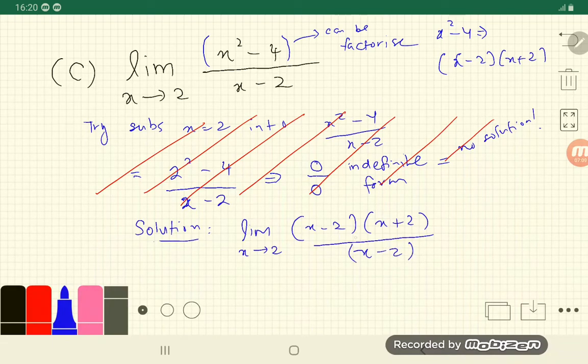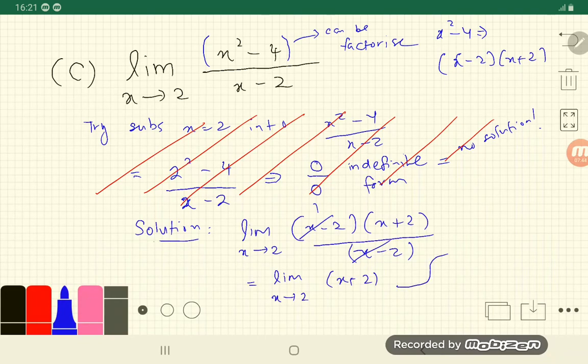If you see here, we have the same thing, which is x minus 2. So you are going to cancel it out, because the same number divided by itself equals 1. Let's say 2 divided by 2, you get 1, right? Because you still haven't substituted the value of x yet, you need to write back the limit. So the limit as x approaches 2 of x plus 2.